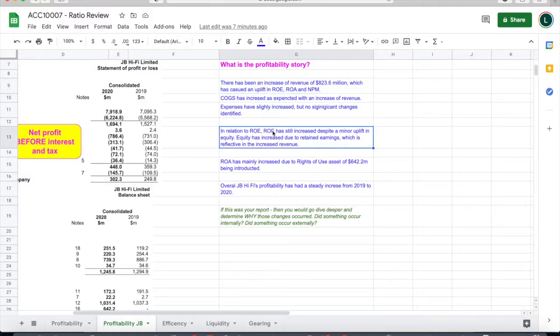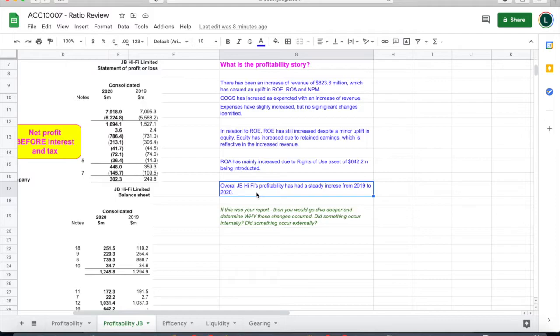In relation to ROE, it's still increased despite a minor uplift in equity. Equity has increased due to retained earnings, which is reflective in the increased revenue. ROA has mainly increased due to the rights of use asset that has been introduced of 642.2 million. Overall, JB HiFi's profitability has had a steady increase from 2019 to 2020.